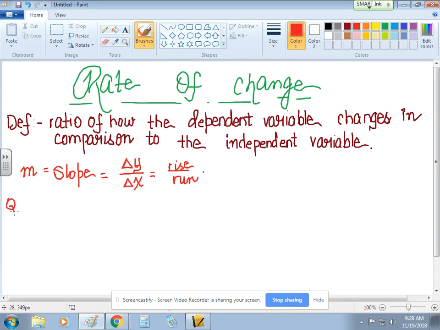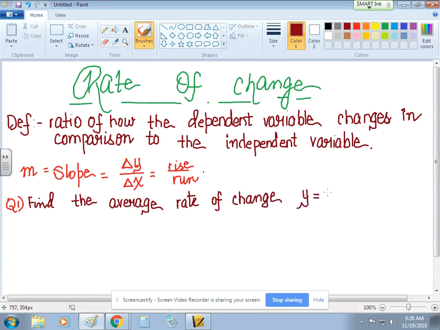Now, usually the questions or examples that you see on your worksheets would be: find the average rate of change for an equation, let us say y equals 2x plus 1. Now, y equals 2x plus 1 is already in slope intercept form, where 1 is your y-intercept, and the slope of the equation is 2.